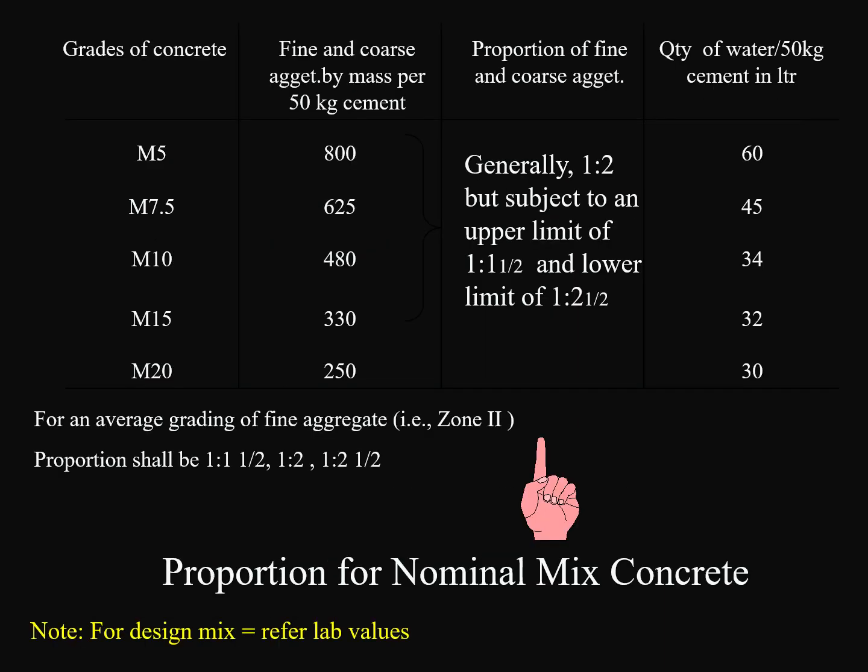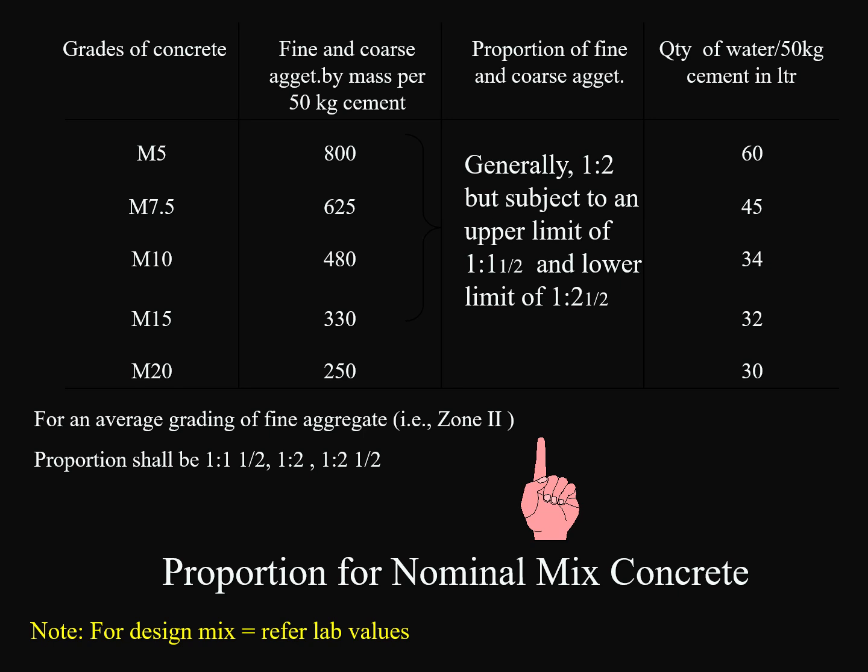Grades of concrete: fine and coarse aggregate by mass per 50 kg of cement. One bag of cement weighs 50 kg. I hope all you know. Proportion of the fine and coarse aggregate, quantity of water per 50 kg, that is per bag of cement in liters.